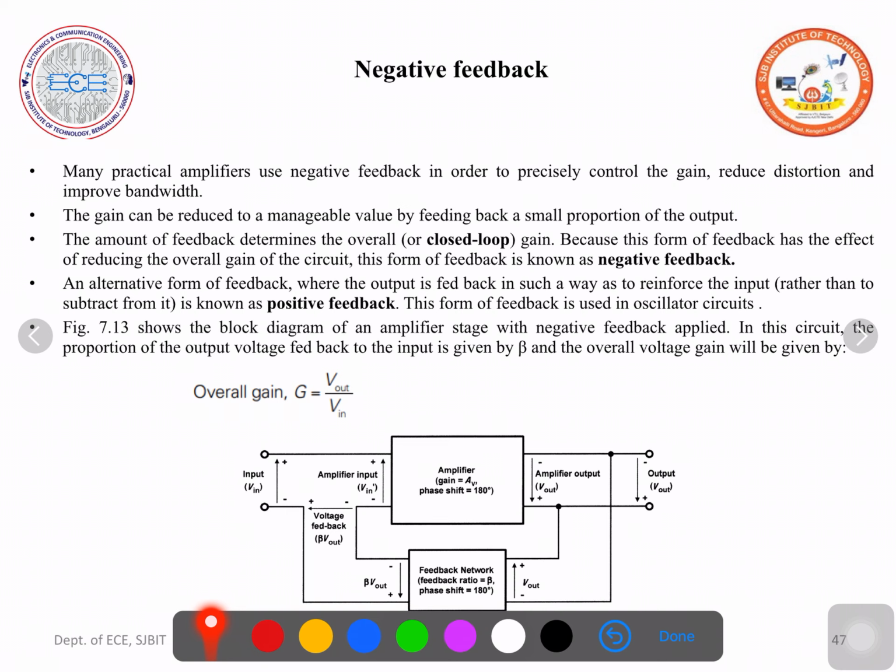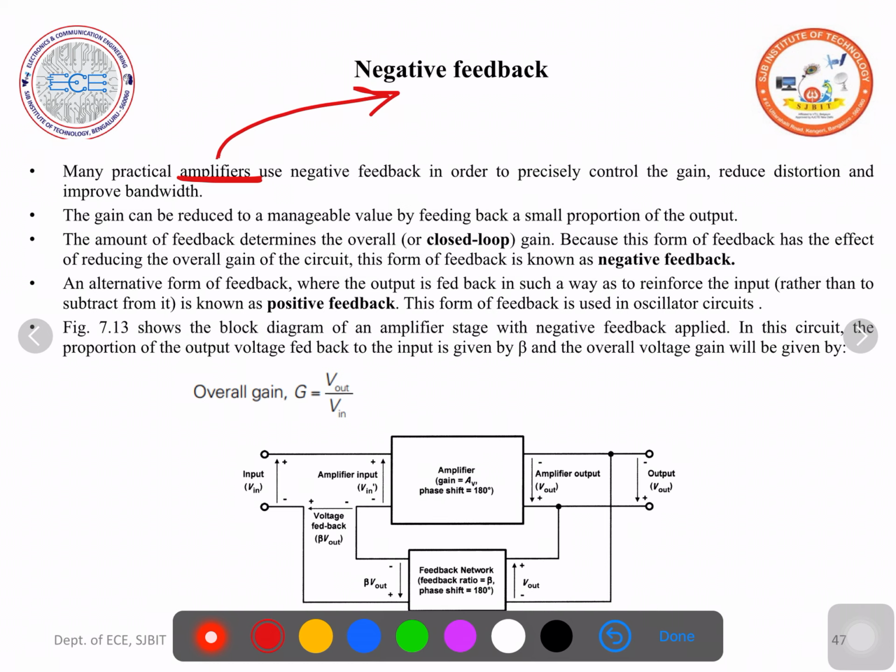Many practical amplifiers use negative feedback in order to precisely control the gain. The advantage of negative feedback is the stability of the gain. Gain stability is important. Even though the gain reduces in negative feedback, due to the stability of the voltage gain, the negative feedback is used in amplifiers. Whenever you hear amplifiers, remember negative feedback. All amplifiers use negative feedback.